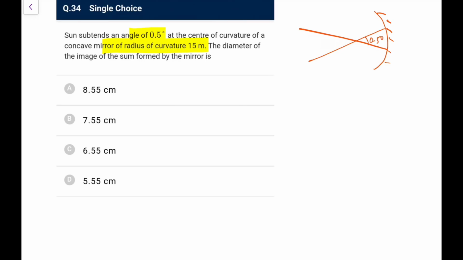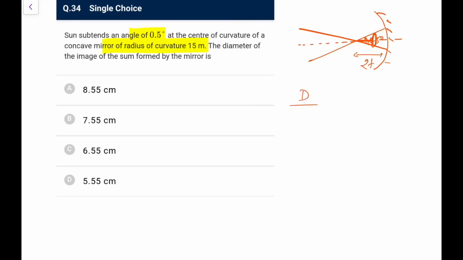Because the sun is far away, we know the image will be formed in the focal plane. The center of curvature is at 2f distance, so they will be at some f like this. So after reflection, the image will be formed somewhere like this. So this would be the image that is going to be formed by the mirror, that is for sure in this case. So what we can say, this angle is known, this distance is known.